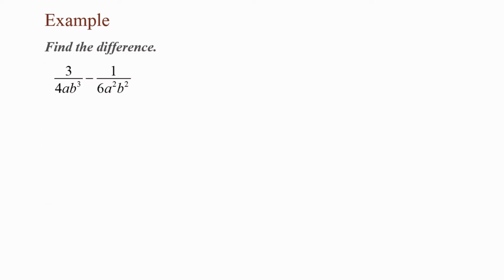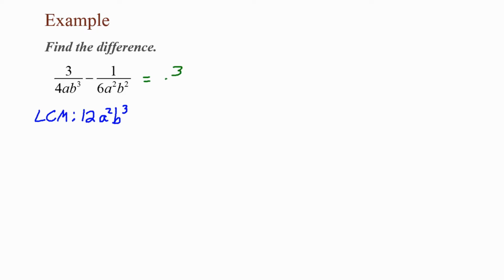In this example, find the difference. 3 divided by 4a b to the third minus 1 divided by 6a squared b squared. So the first thing we need to do is find our least common multiple. Between 4 and 6, it's 12. A and a squared is a squared, and b to the third and b squared is b to the third.